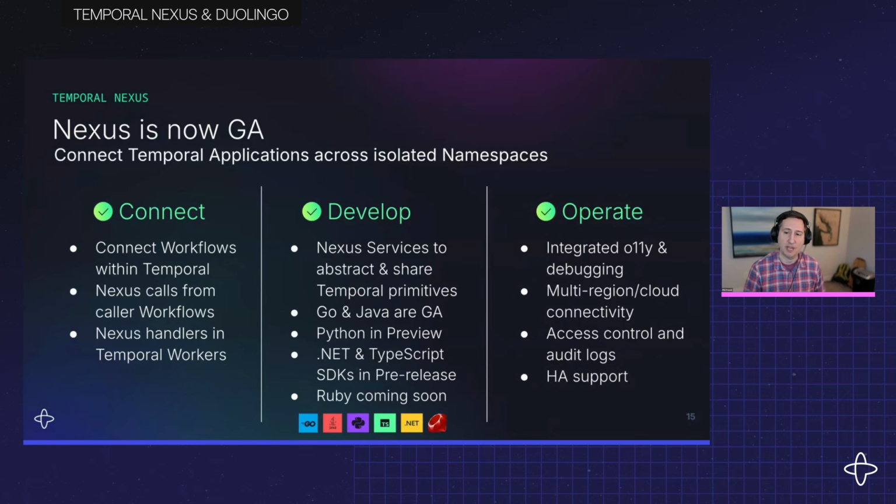And then on the ops side, you get that integrated observability and execution debugging. And then in Temporal Cloud, you get that multi-region, multi-cloud connectivity, built-in access controls and audit logs, and it's compatible with our HA support around multi-region namespaces and that kind of thing.